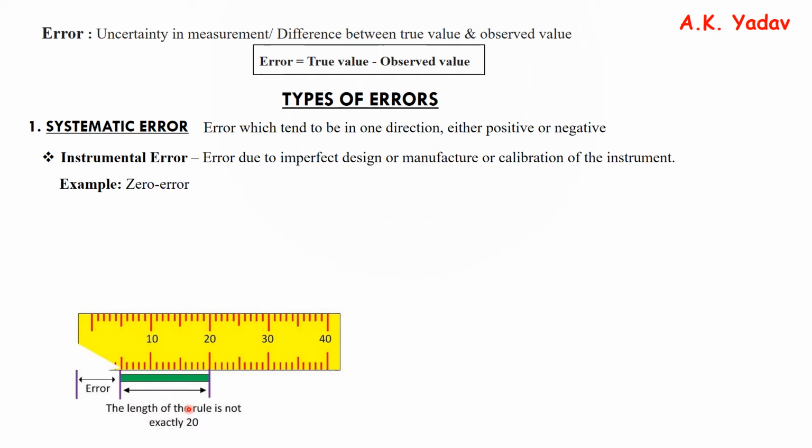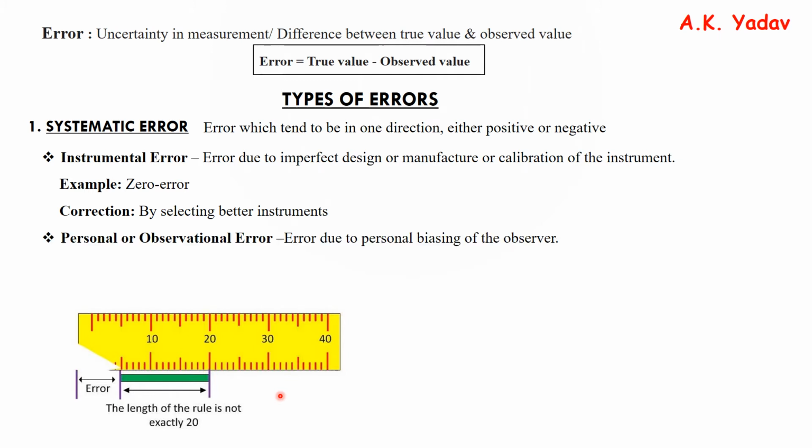So what should we do? We should select a better instrument. Now a few of you might be thinking that I can start my reading from here to here. That is a stopgap arrangement, not the proper one. We need, once and for all, the correct thing. So for that it's better to select better instruments.